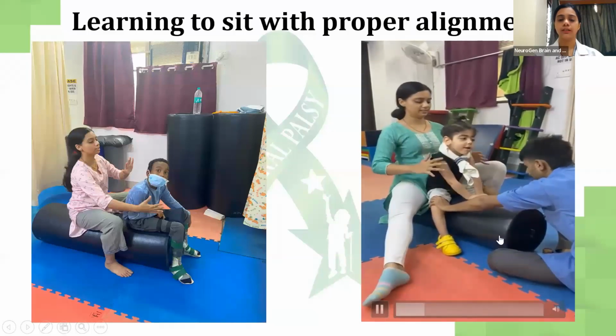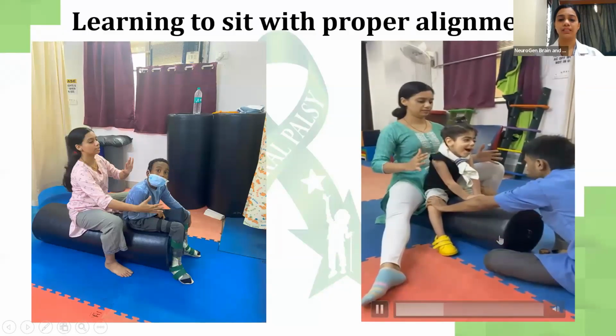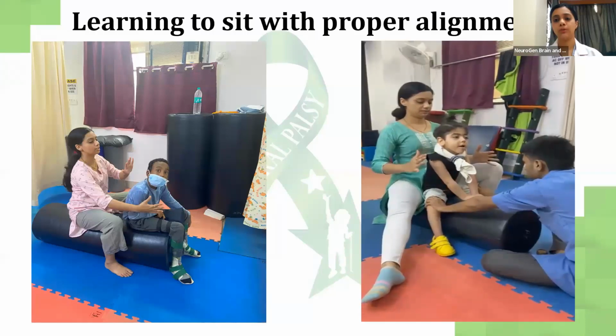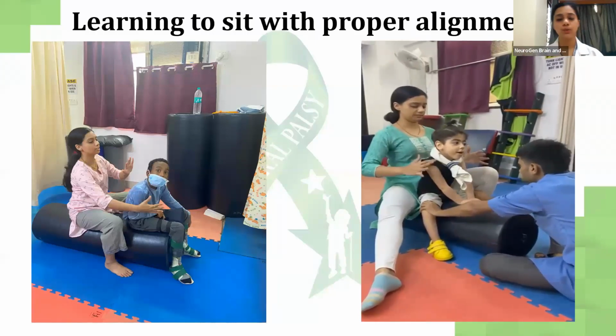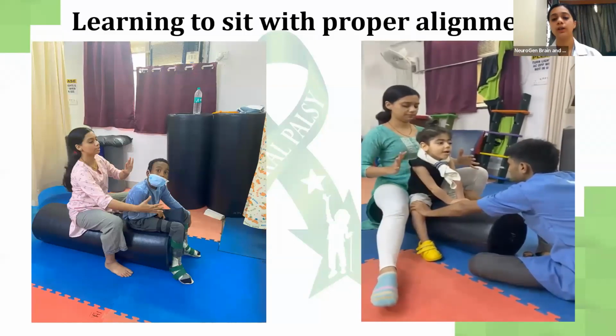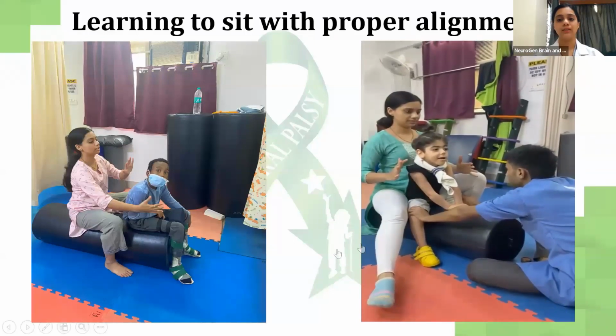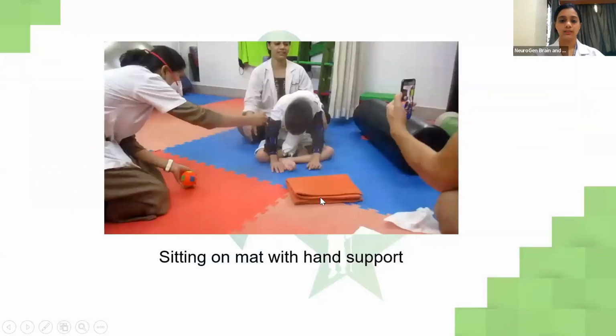In this, we are expecting this child to sit crossing the bolster, taking weight on the hand. There is a mirror in the front. We expect him to take care of his back and look at himself in the mirror. That is visual feedback that we can give to the child. Sitting on a mat with hand support.